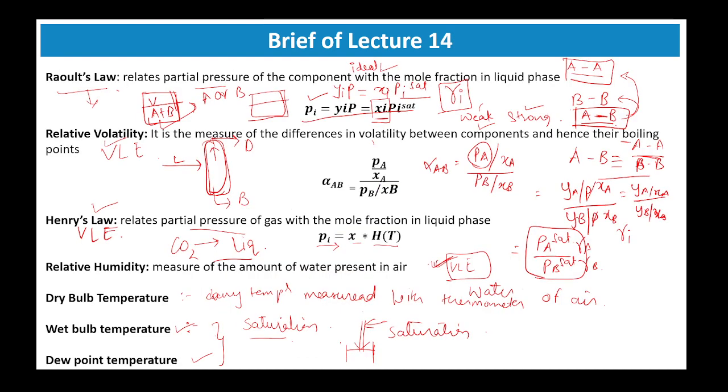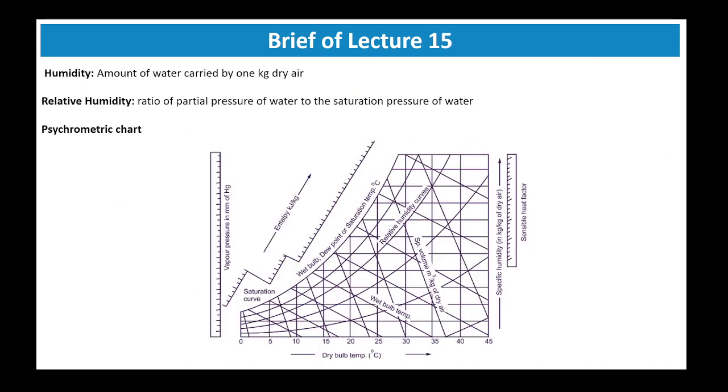Regarding these temperatures and terminologies, further discussion was made in lecture 15, where humidity was talked about. Humidity is nothing but the amount of water carried by air, which is carried by 1 kg of dry air, so it is measured in kg of water per kg of dry air.